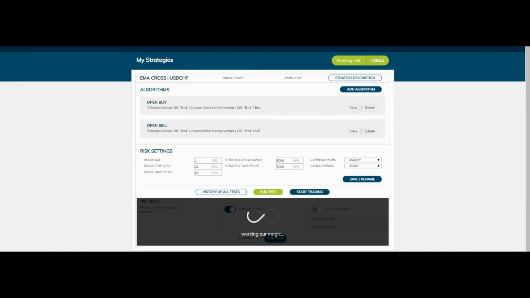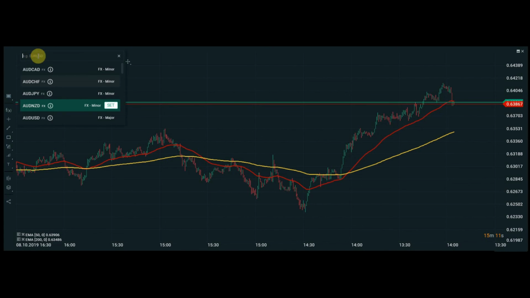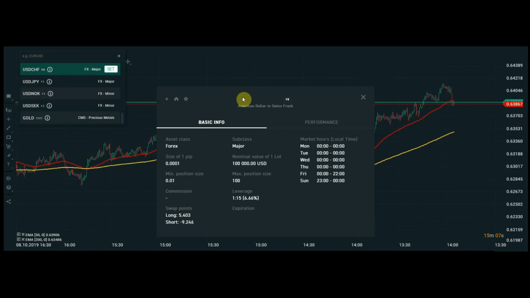So that's actually looking for dollar Swiss. So dollar Swiss would be this one, just here.